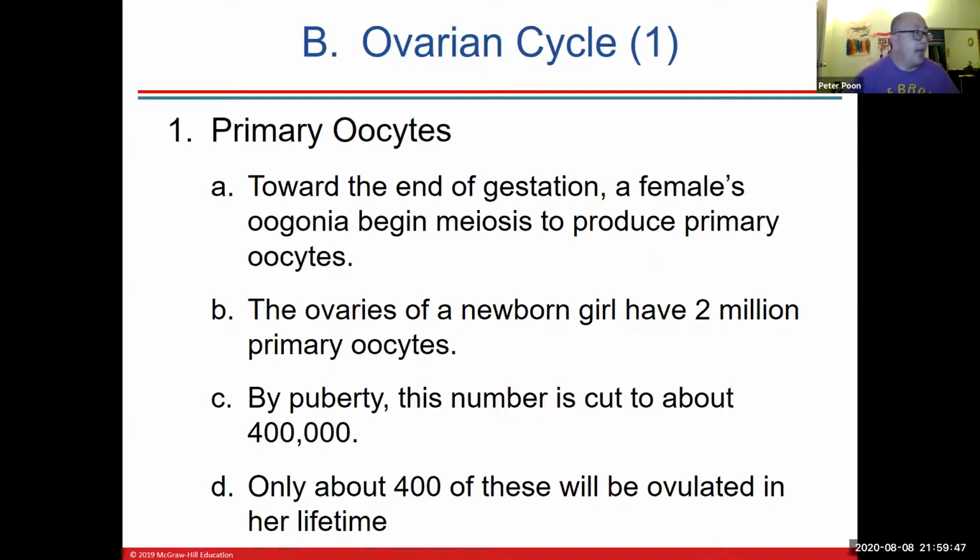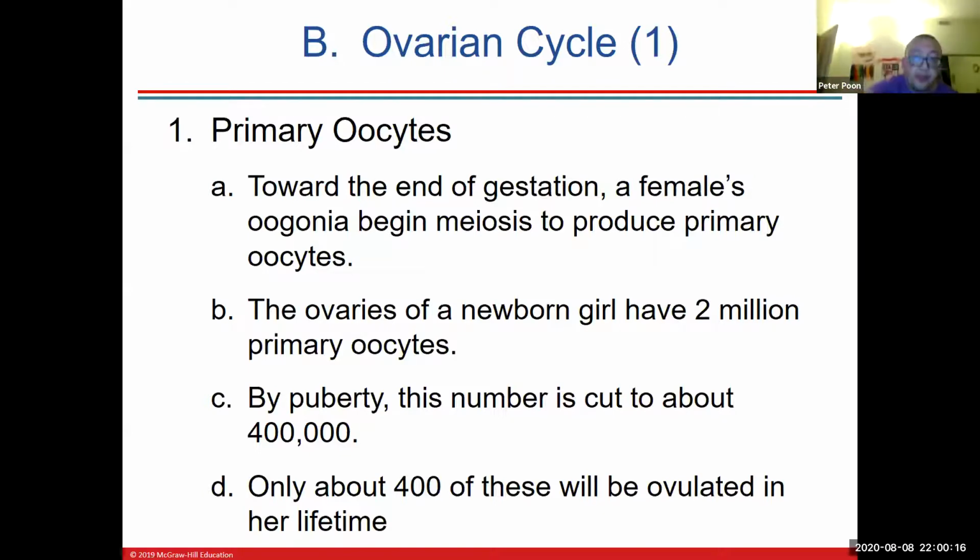So at the end of gestation, when you're ready to be born, a female oogonia gives meiosis. Okay, so all the eggs are here at this point by now. So they're beginning meiosis, which is actually kind of cool because males don't produce sperm. Okay, sorry. Males don't produce sperm until puberty. Females produce their eggs before birth.